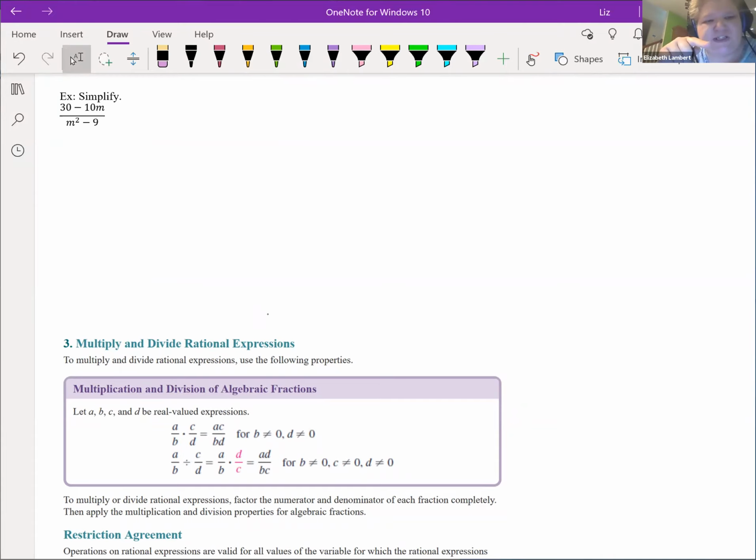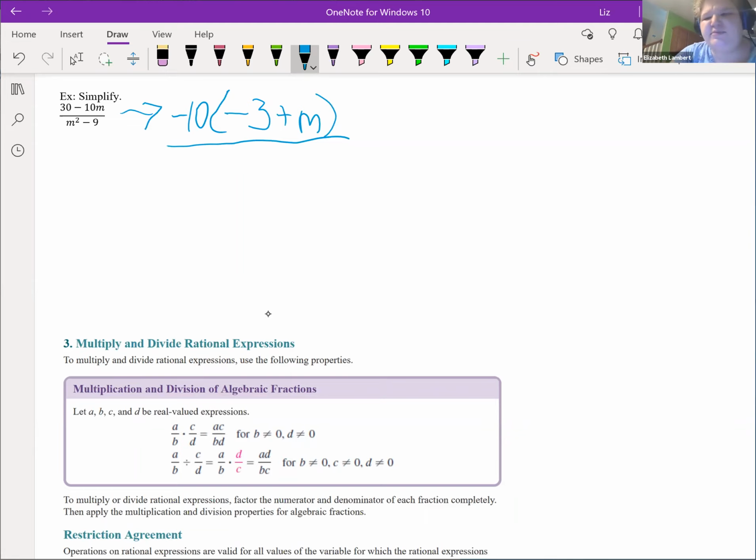All right, so we got one more in this video. A little weird here. I've got 30 minus 10m, which I'm seeing the zeros. Okay, I know a 10's coming out, but the m's in the wrong spot, and I don't like that. So we're going to flip-flop it. We're going to factor out negative 10. So when we pull the negative 10 out, we have a negative 3 and a positive m. But if you just want to go ahead and write m minus 3, that's fine.